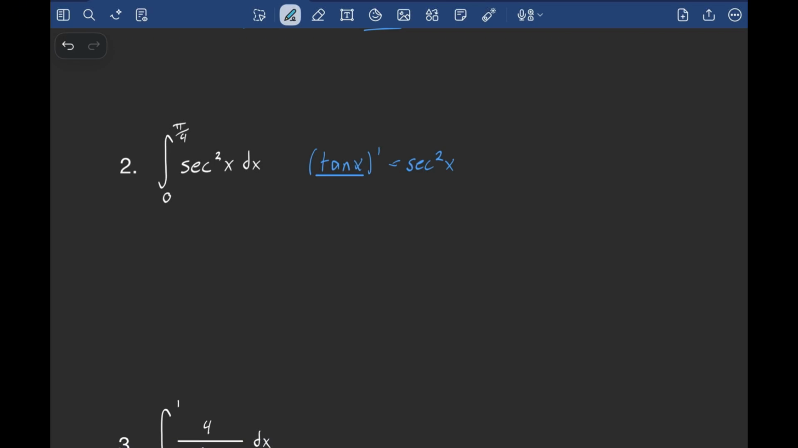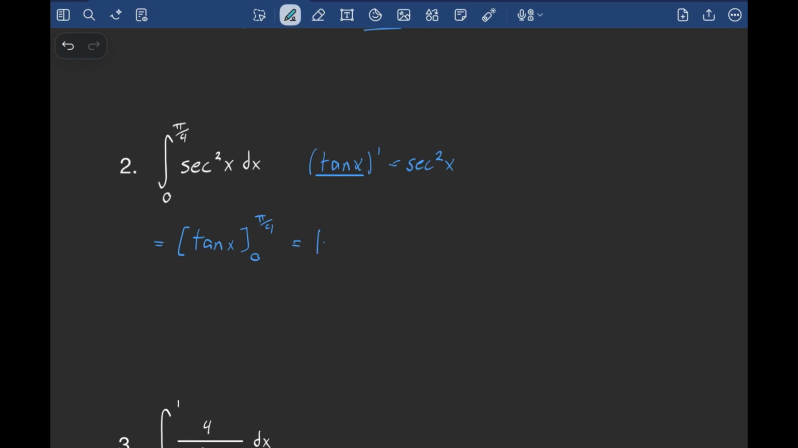That's why it's so important to memorize your trig derivatives and memorize all of your derivatives, because you can easily spot it and not get caught up by these type of questions on the AP exam or whatever exam you're taking, and save so much time to focus on some of the harder computational problems. So we know that this is going to be tan x evaluated from 0 to pi over 4.